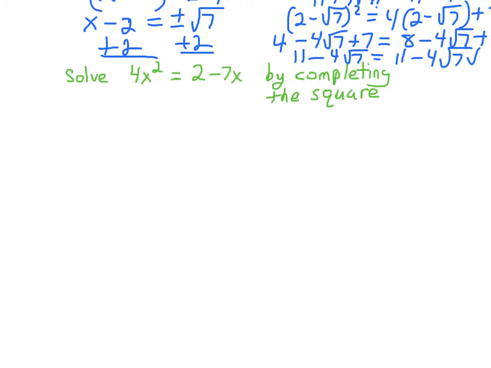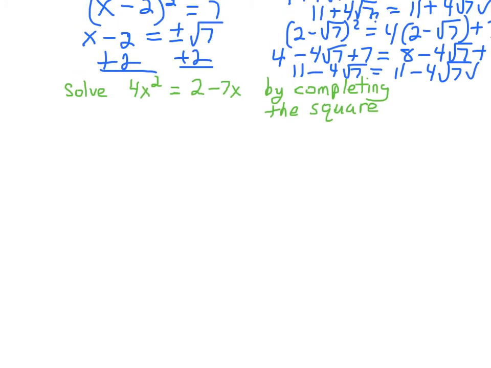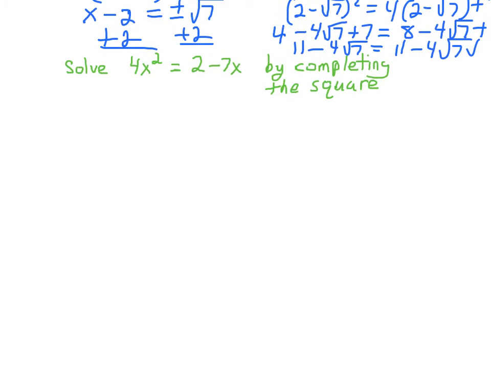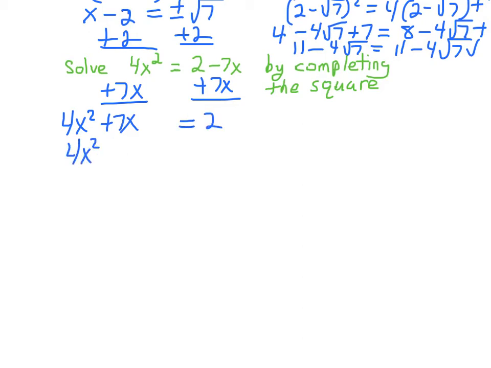So on this one, I'm going to bring the 7x over. And I'll have 4x squared plus 7x equals 2. Now, I can't complete the square very easily when I don't have a lead coefficient of 1. So I'm going to multiply both sides by 1/4 here before I complete the square.